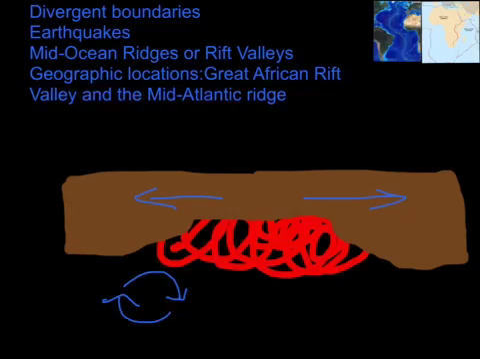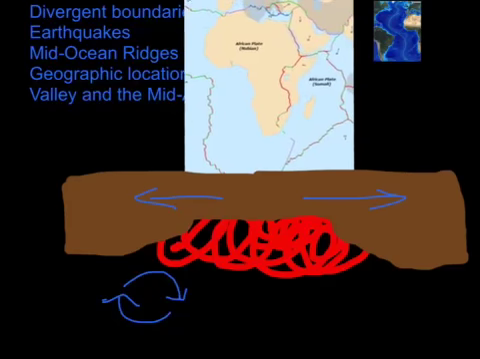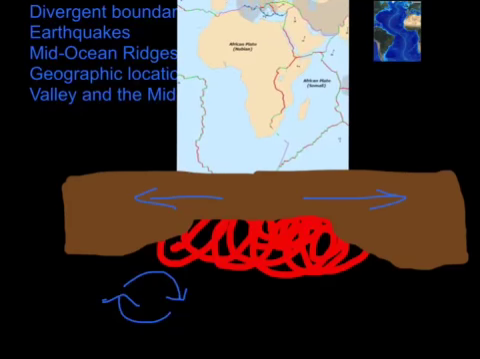The first boundary we're going to talk about is a divergent boundary, which creates earthquakes, mid-ocean ridges and rift valleys. One of the important geographical locations is the Great African Rift Valley, which goes through the eastern part of Africa, combined by the African plates right here and here.